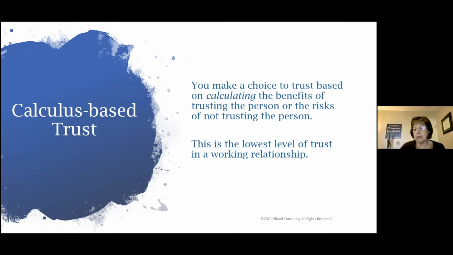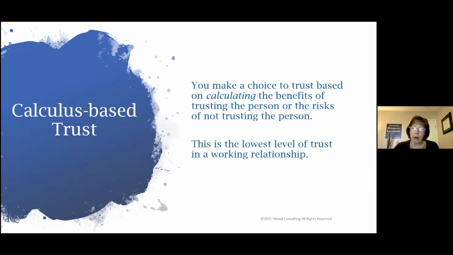Okay, so this is the lowest level of trust. I call it calculus-based trust. In calculus-based trust, it's like you get in your car and you drive on the road, right? You trust that the people driving on the other side aren't going to come over the line. You don't know who they are, but you trust them not to hurt you, right? So this is a very low level of trust, but it's critical. We couldn't function if we didn't have this trust.